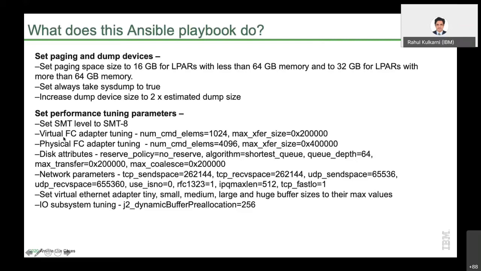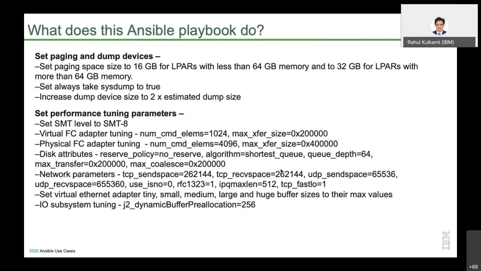And then we set the virtual FC adapter parameters. We set the physical FC adapter parameters. We set the disk attributes. We set the network parameters. We set the virtual Ethernet adapter parameters, and we set the I/O parameters. So you can see that here we are setting around 18 or 19 parameters, right? If you do it manually, this will take at least half an hour per LPAR. If you are setting it for around 100 LPARs, this will take around 50 hours. If you use Ansible, Ansible will go and set hundreds of LPARs in 5 minutes.